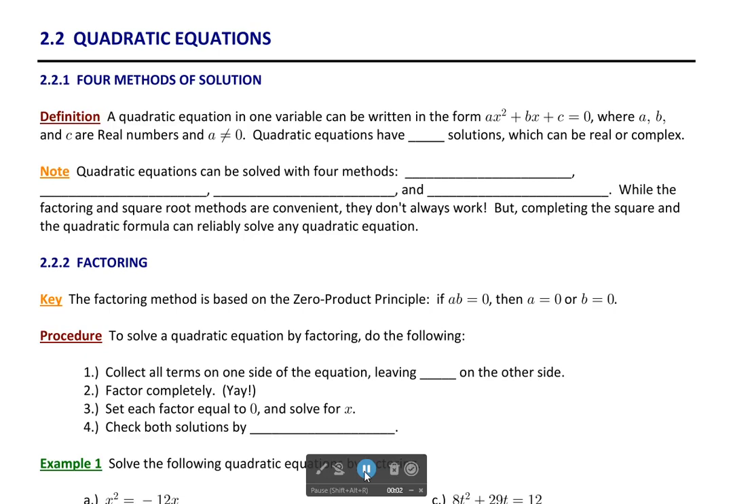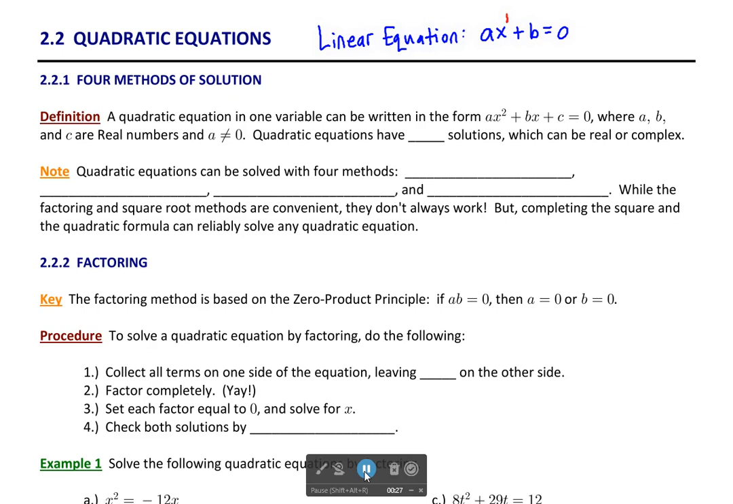We have just learned how to solve linear equations. As a reminder, a linear equation can be written in the form ax plus b equals 0. Remember, the defining characteristic of a linear equation is that your variable is raised to the first power. We call that a degree 1 equation.